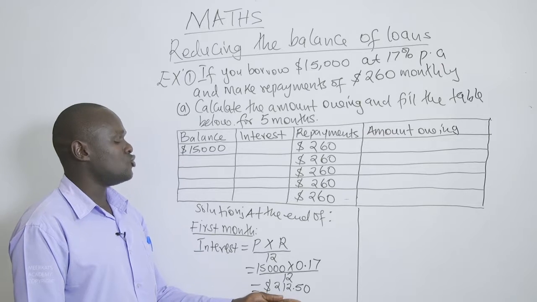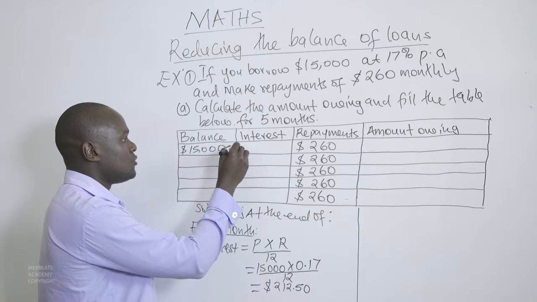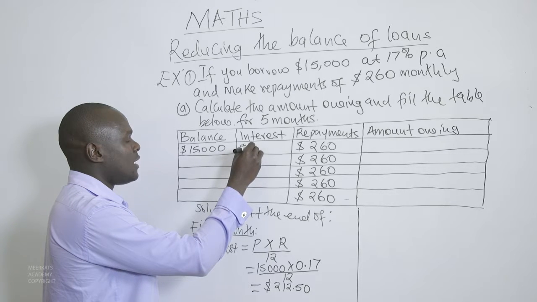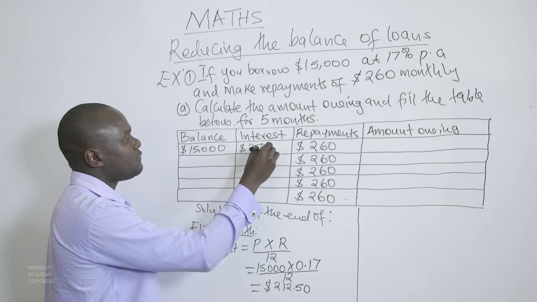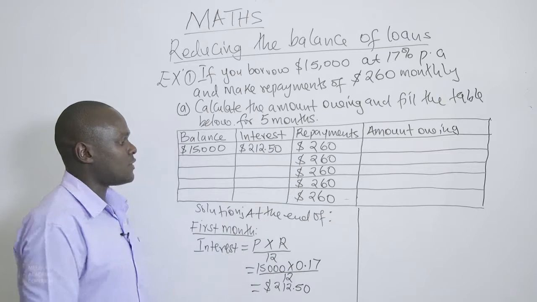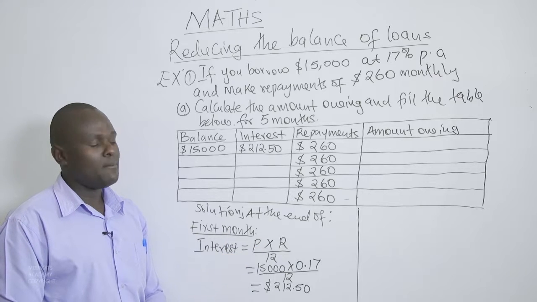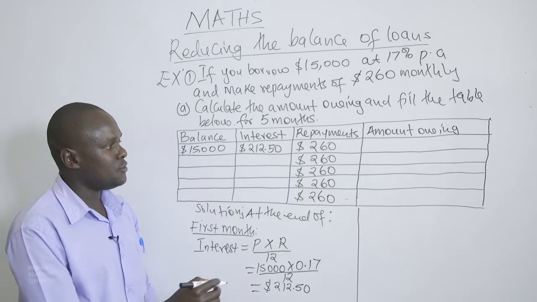This is the interest due. So the interest during the first month will be $212.50. How much will be the amount owed to the financial institution?